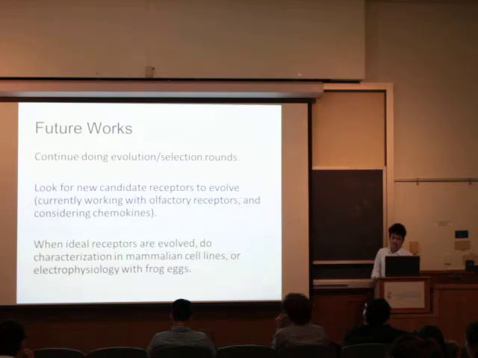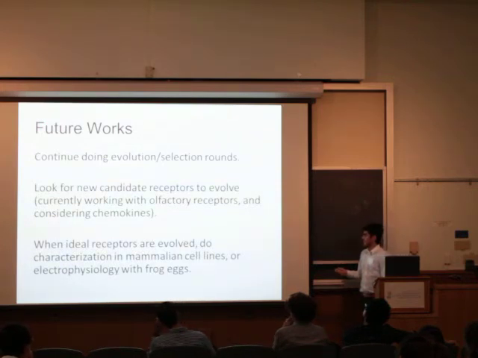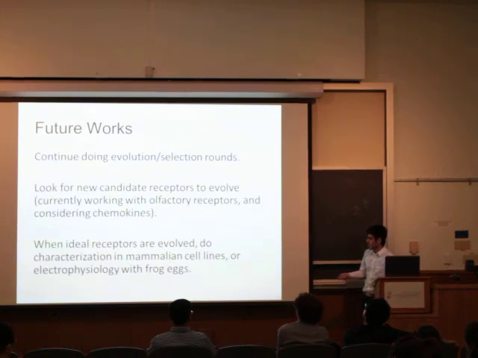So as far as future work, I'm in the process of doing evolution and selection rounds, as well as troubleshooting. I'm looking around for additional candidate receptors. Right now I'm also trying to get olfactory receptors, which are a kind of GPCR, to express properly, and I'm also considering chemokine receptors. And then when ideal receptors are evolved, you need to characterize them further, so that would be done in mammalian cell lines like HEK cells, and then you can also do electrophysiology experiments with frog eggs.